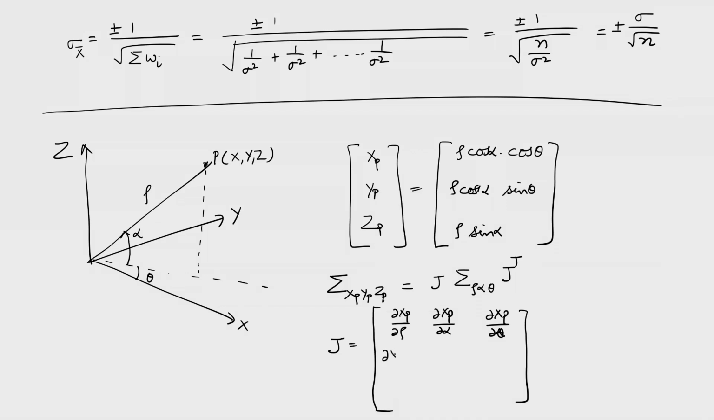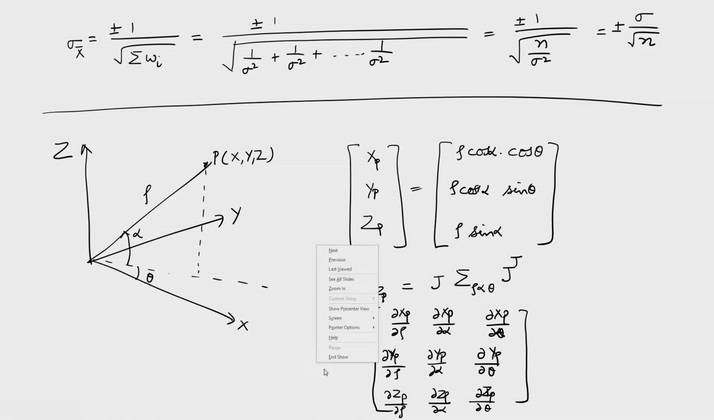Second row will be dou yp by dou rho, dou yp by dou alpha, dou yp by dou theta. Third row will be dou zp by dou rho, dou zp by dou alpha, dou zp by dou theta here. So, this is a 3 by 3 matrix, and you can calculate it by differential calculus. The equations are becoming more complicated.